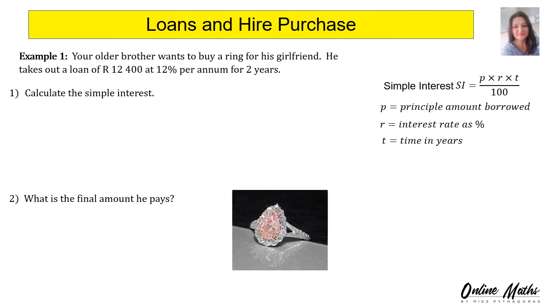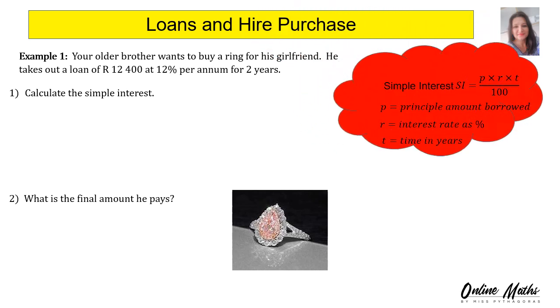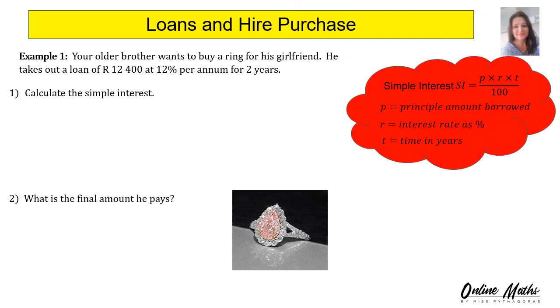Loans and hire purchase. Now, first of all, when we look at simple interest, there's a formula that says the simple interest is P times R times T over 100. P stands for the principal amount borrowed. R is the interest rate as a percentage, and T is the time in years. And when we deal with word problems, it's always important that you highlight the certain important information.